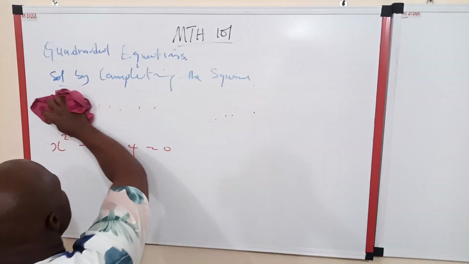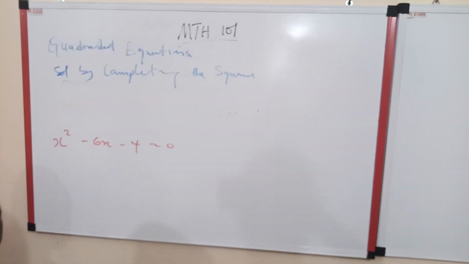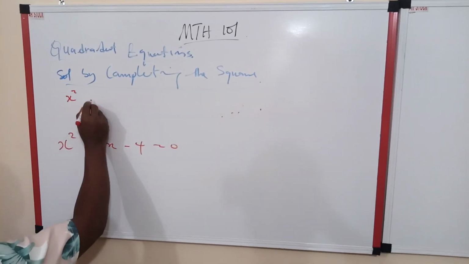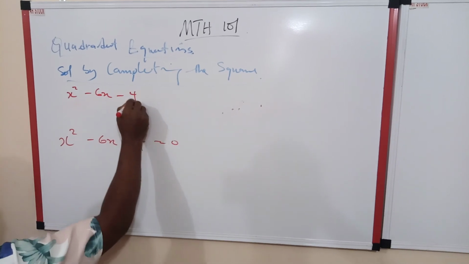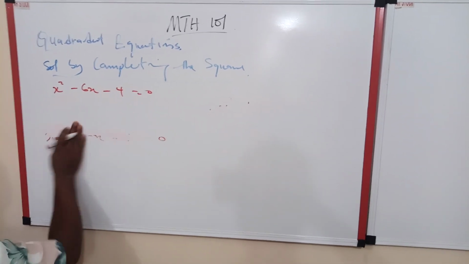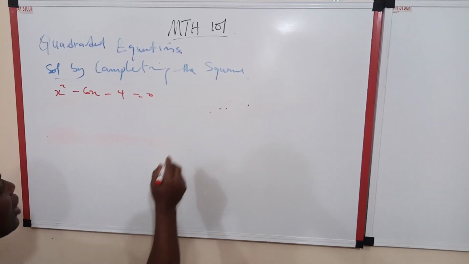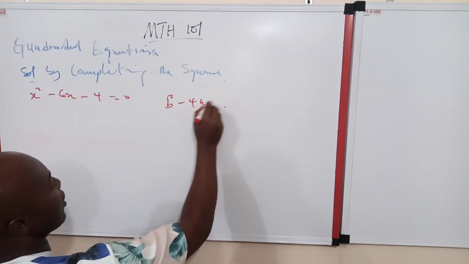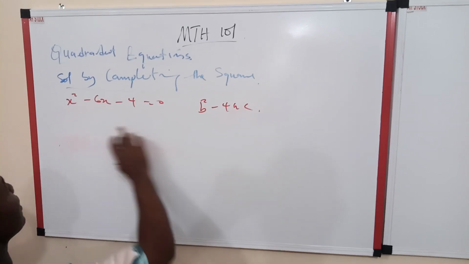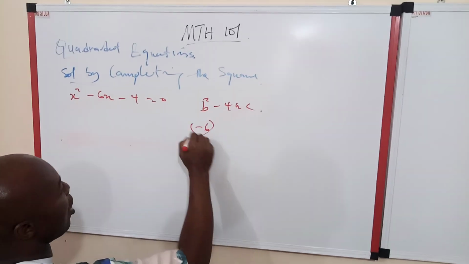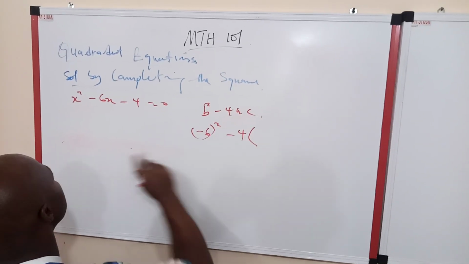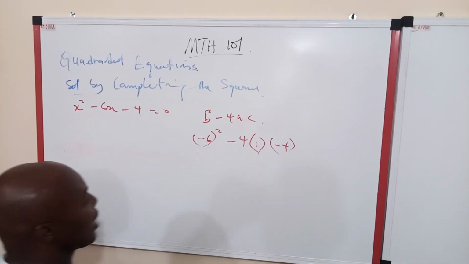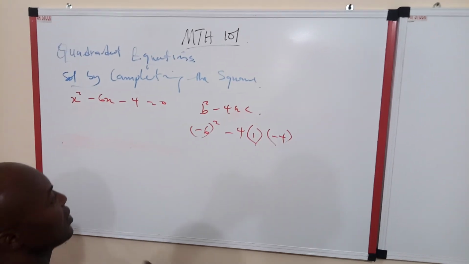First of all, let's confirm if the discriminant is a perfect square. Here we have x squared minus 6x minus 4 all equal to 0. Now let's see if the discriminant is a perfect square. For us to do that, we said it is b squared minus 4ac. Now our b is negative 6 all squared, minus 4, a is 1, and our c is minus 4.